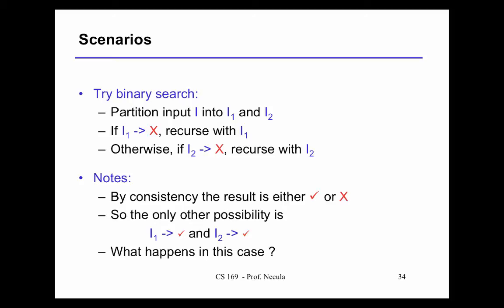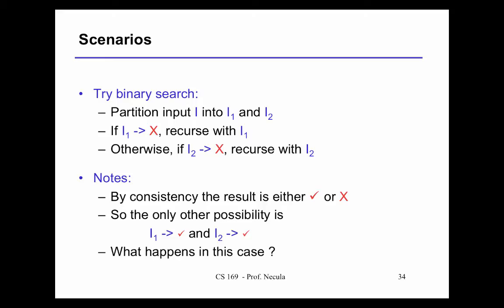So before we go into the algorithm, how would you actually approach it? We start like before. You partition the input into two halves, I1 and I2, and you try the first half. If you're lucky and I1 fails, then everything you need to reproduce the failure is inside I1. You recurse inside I1, and it's like before.